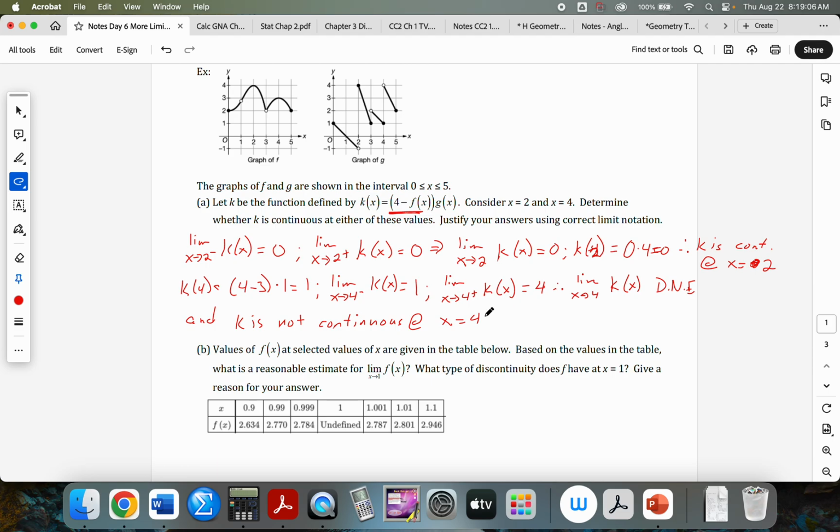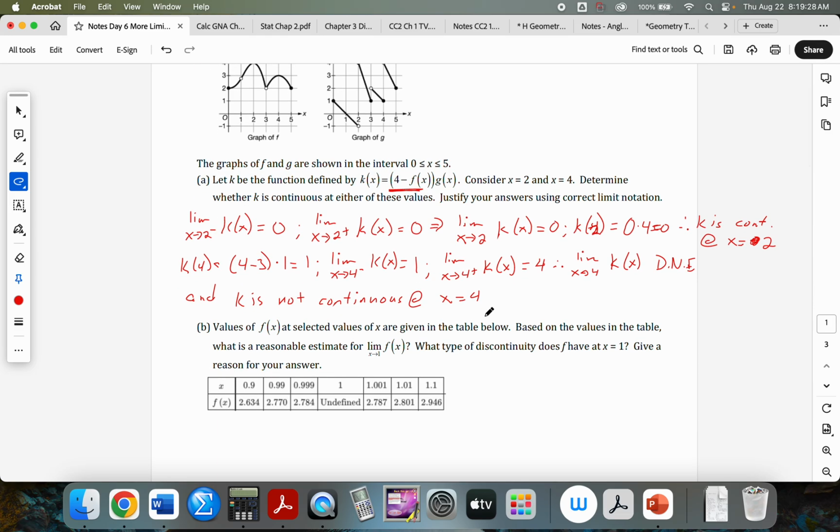All right, let's take a look at part B. Values of f of x at selected values of x are given in the table below. Based on the values in the table, what is a reasonable estimate for the limit as x approaches 1 of f of x? What type of discontinuity does f have at x equals 1?